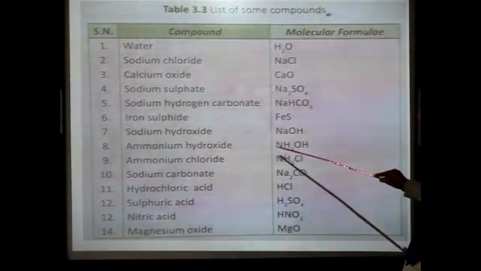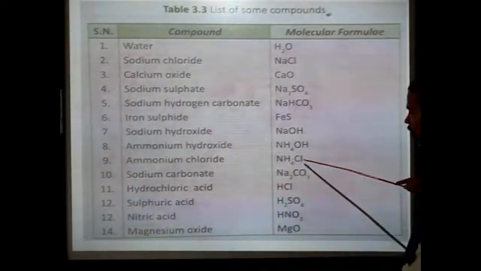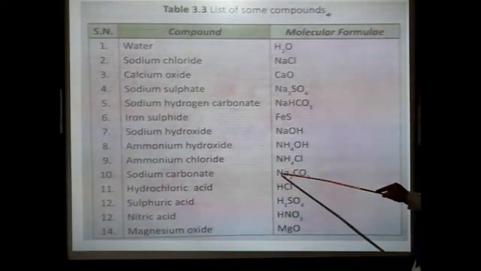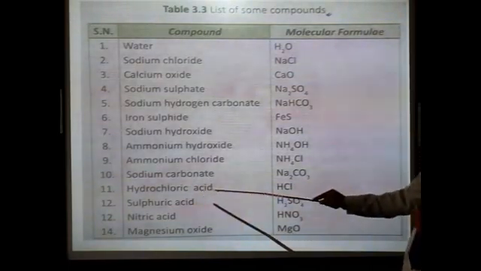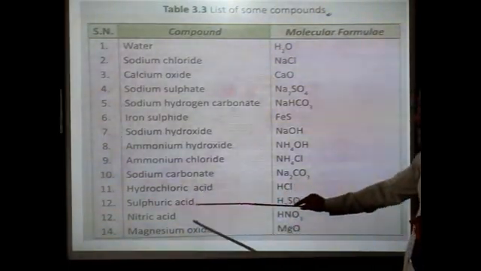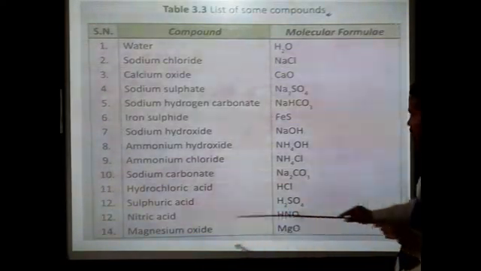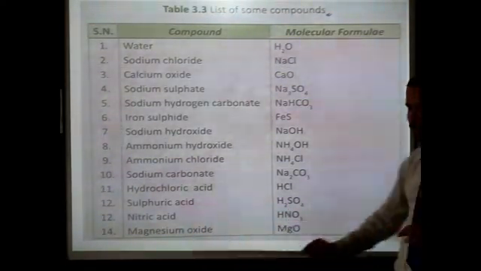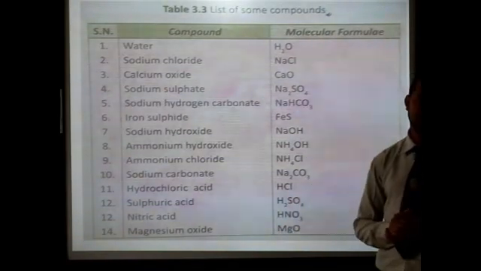Ammonium hydroxide, NH4OH. Ammonium chloride, NH4Cl. Sodium carbonate, Na2CO3. Then hydrochloric acid, HCl. Sulfuric acid, H2SO4. Nitric acid, HNO3. Magnesium oxide, MgO. These you have to learn.